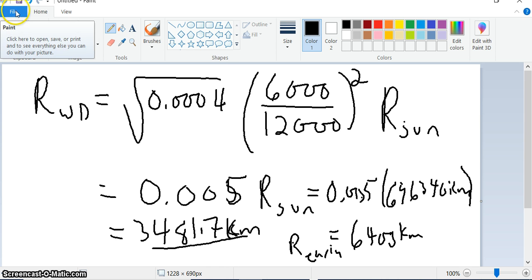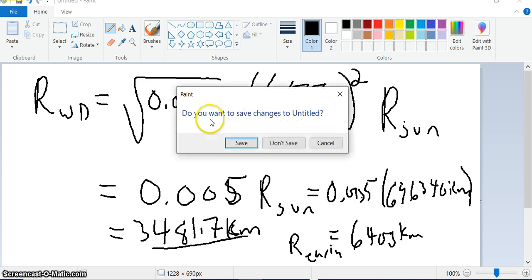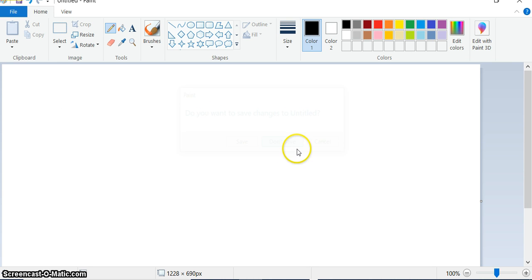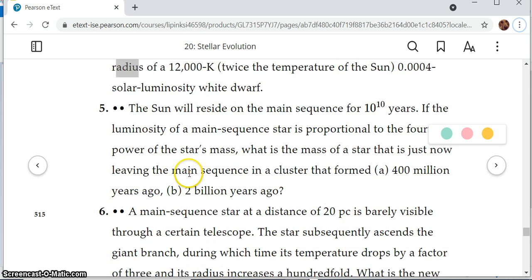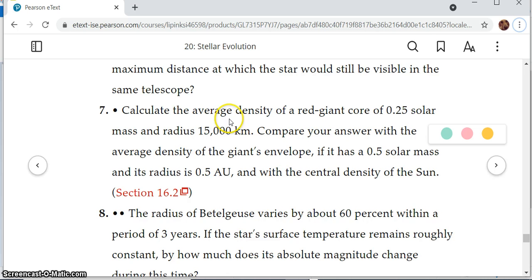Let's move on. Let's see, how much time do I have? Okay, so let's move on to the next one, which is number 7. Let's take a look at the question. It says, calculate the average density of a red giant core of 0.25 solar masses and a radius of 15,000 kilometers. Compare your answer with the average density of the giant's envelope if it has a 0.5 solar mass and its radius is half an astronomical unit, 0.5 astronomical units, with a core density of the sun. So that is number 7.